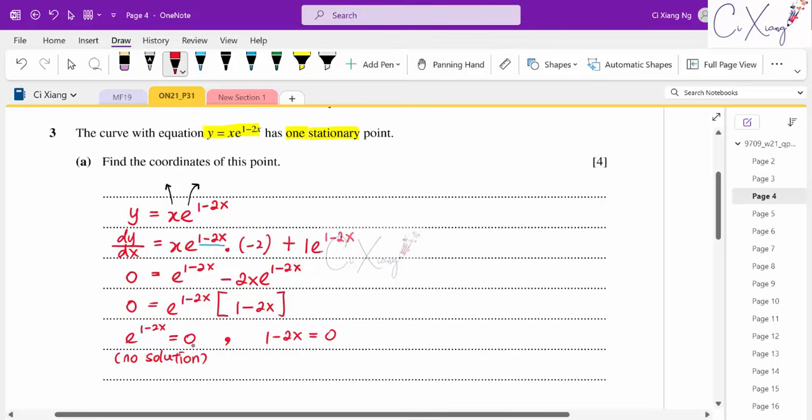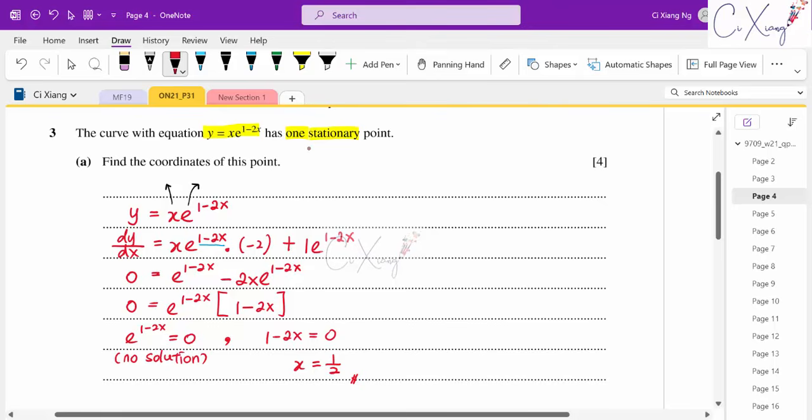Okay, so no solution, because if you take ln on both sides, you are having ln 0 equals math error. Okay, then come back to this part. I will get the value for x here. So x will be equals to 1 over 2. So you only get one value for x, which is true because in this question, they already tell you that we have only one stationary point.